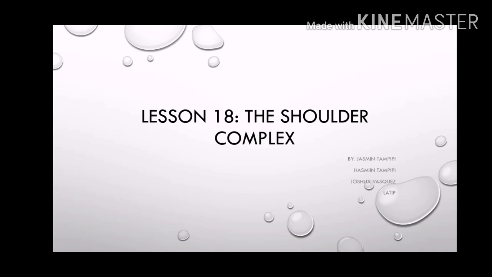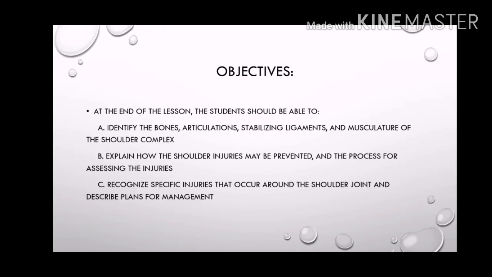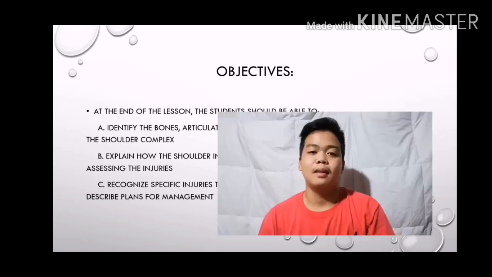Good morning everyone. This is lesson 18, the shoulder complex. At the end of the lesson, the students should be able to identify the bones, articulations, stabilizing ligaments, and musculature of the shoulder complex, explain how shoulder injuries may be prevented and the process for assessing the injuries, and recognize the specific injuries that occur around the shoulder joint and describe plans for management.